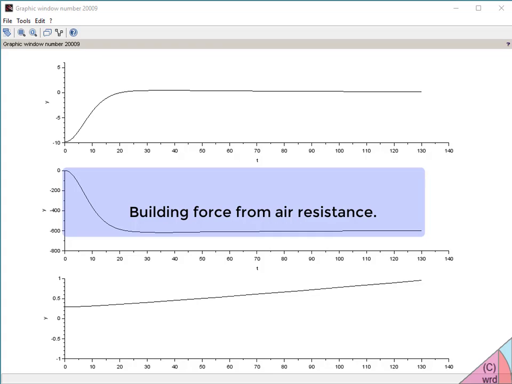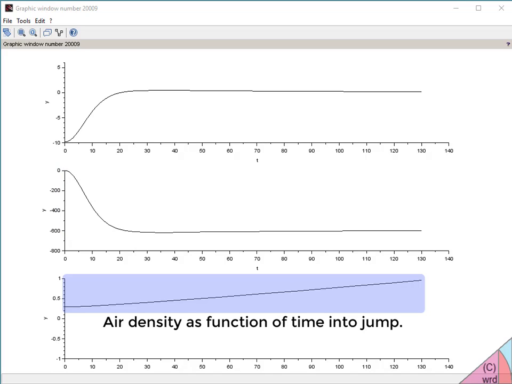Middle graph. This shows the building of the newtons of force from air resistance. As expected, it reaches around minus 588 newtons at the first terminal velocity and stays close to that the rest of the way down. Lower graph is from our air density lookup table. At the beginning of the jump, 9,144 meters, we are at 0.3 density. The closer to the ground we get, the closer to an air density of 1 we see.